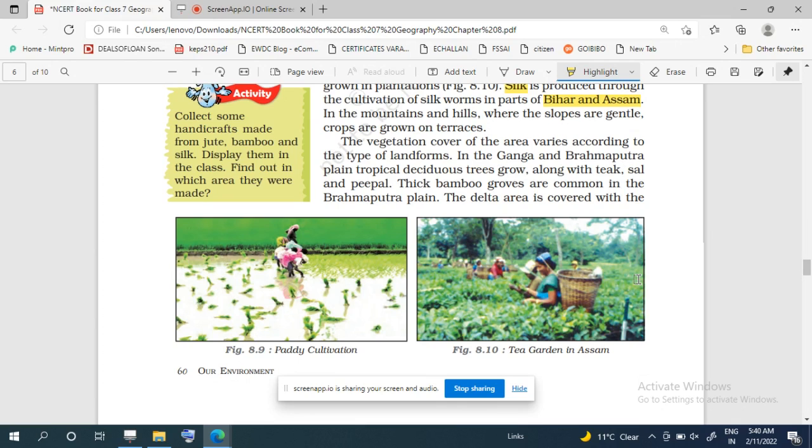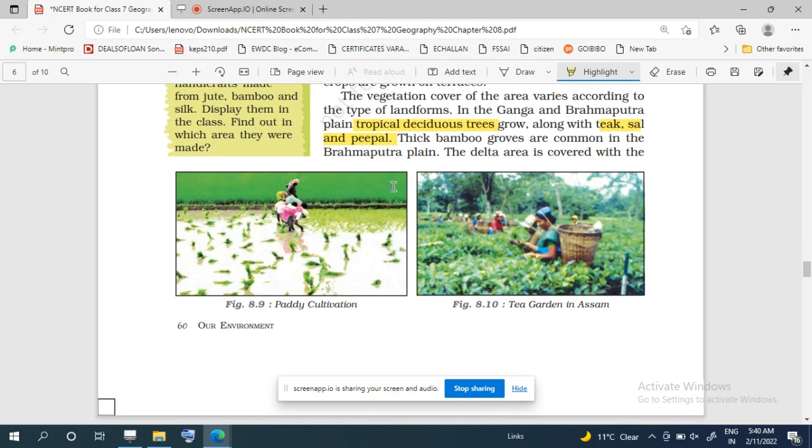landform. Like in the plain areas of the Ganga Brahmaputra basin, we find tropical deciduous trees are grown there. And other than this, teak, sal, and peepal are also important trees of this region. Tropical deciduous trees and teak, sal, and peepal. And then thick bamboo groves are also common in the Brahmaputra plain.